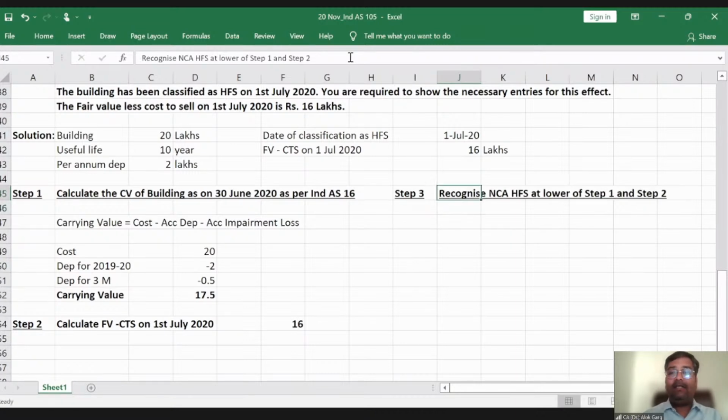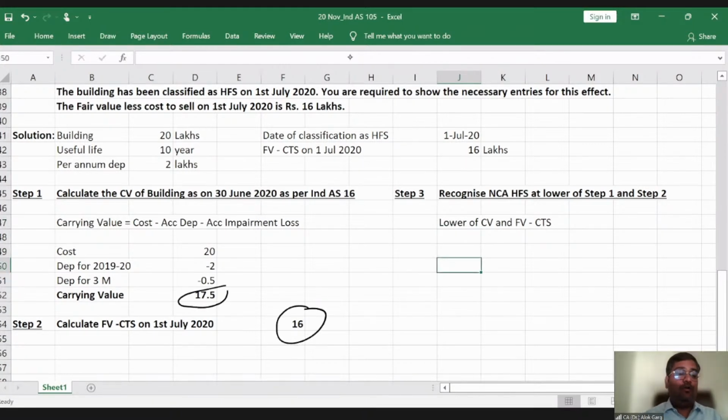Basically, recognize NCA HFS at lower of what? Lower of carrying value and fair value less cost to sell. So what is lower? Whether 17.5 is lower or 16 is lower. Lower is 16 lakh. So it has to be recognized at 16 lakh. Okay. Now, what are the accounting entries?